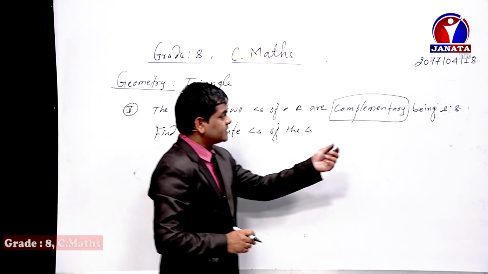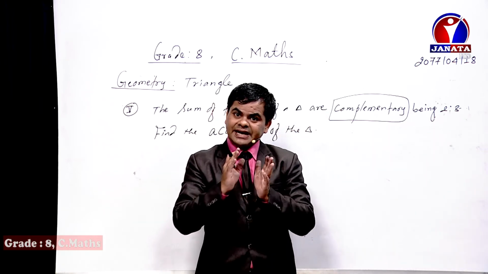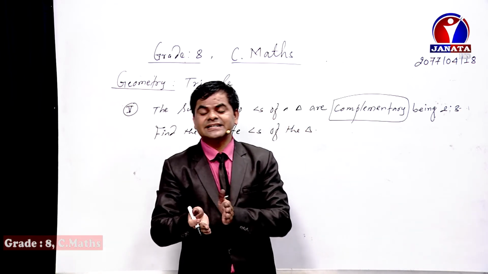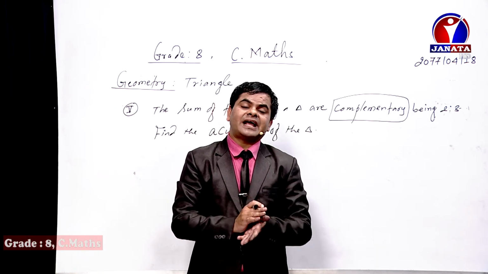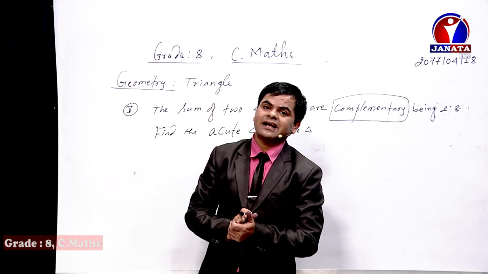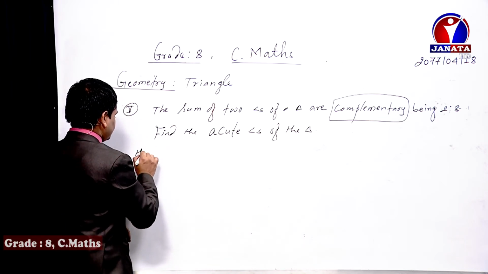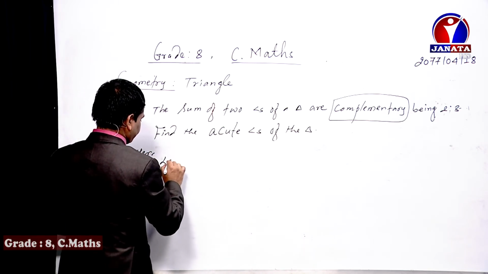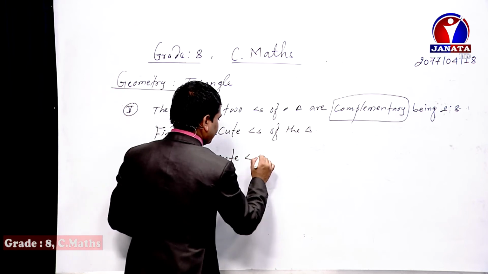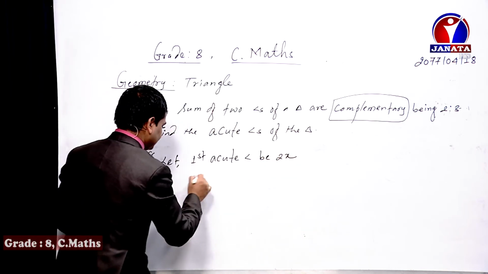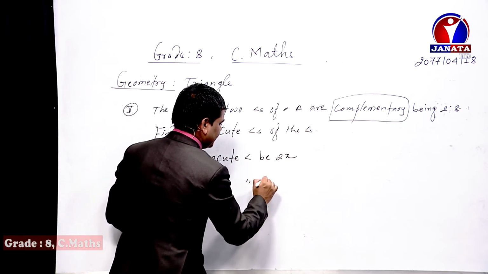So, the two angles are in the ratio of 2:3. It means we need to remember, dear student, if one angle is 2x, then the other angle is 3x. So, we need to suppose those ratios to find out the value. Let first acute angle be 2x, then second acute angle be 3x.